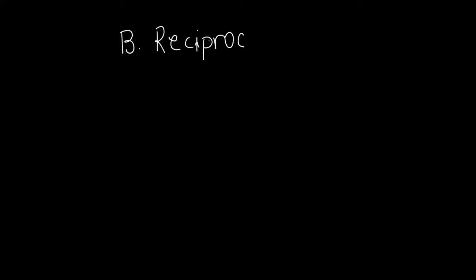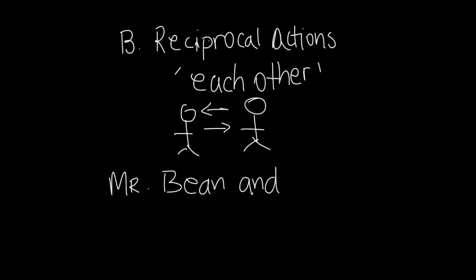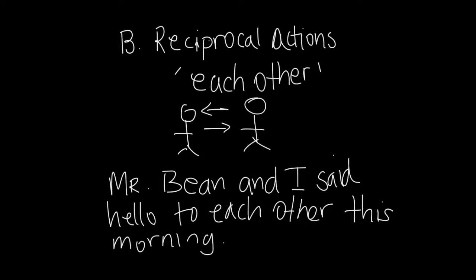The other use of the se is to talk about reciprocal actions. And what that means is basically the each other in English. So when you have two subjects, basically the subjects do and receive the action together. So for instance, if I say, Mr. Bean and I said hello to each other this morning, there is my reciprocal action, which basically means Mr. Bean y yo nos saludamos esta mañana.